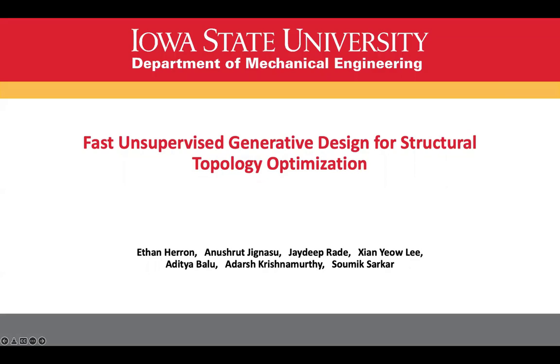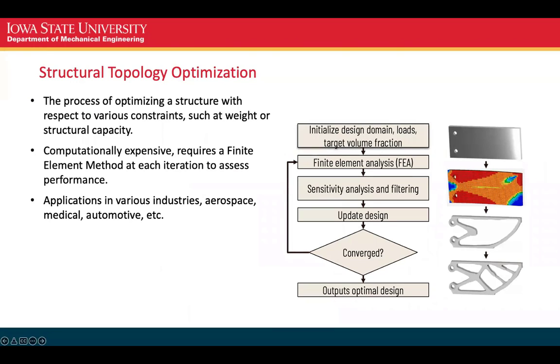Hello, my name is Ethan Heron, and I'm presenting our work titled Fast Unsupervised Generative Design for Structural Topology Optimization. Structural topology optimization is this process of optimizing some structure with respect to a set of various constraints, such as weight or structural capacity. Current methods are computationally expensive, as each iteration requires a call to a finite element method to assess performance. Applications of topology optimization range across a variety of industries, including aerospace, medical, and automotive.